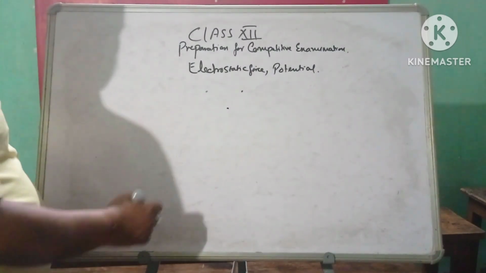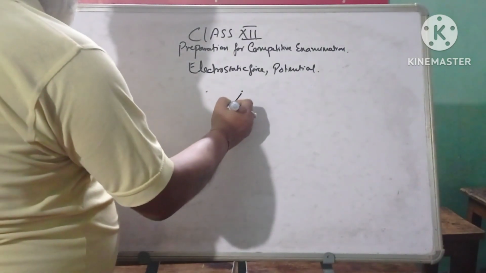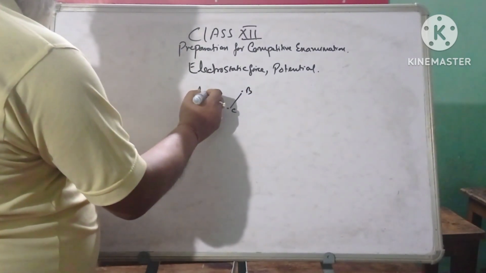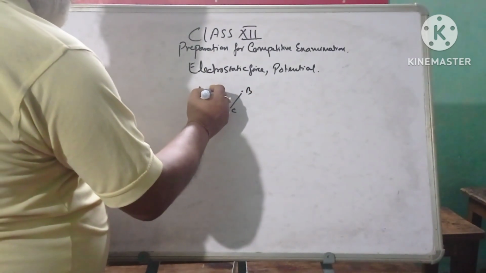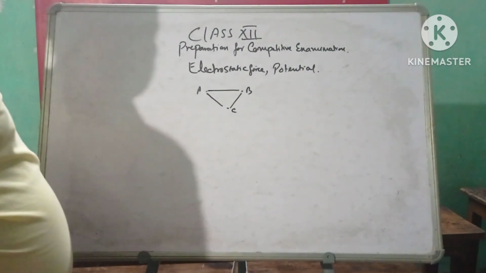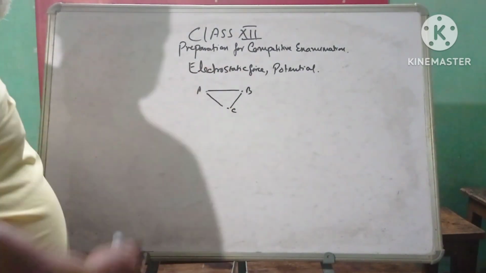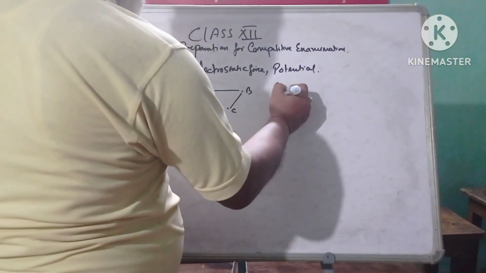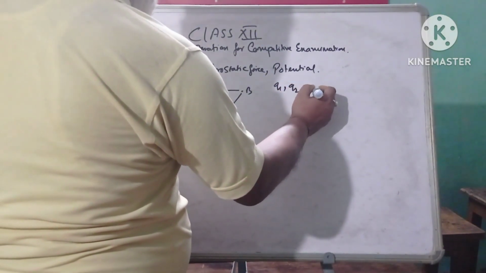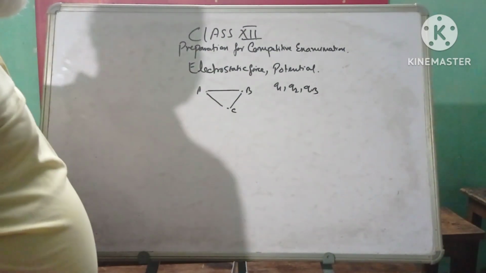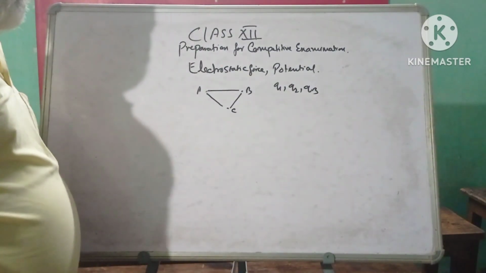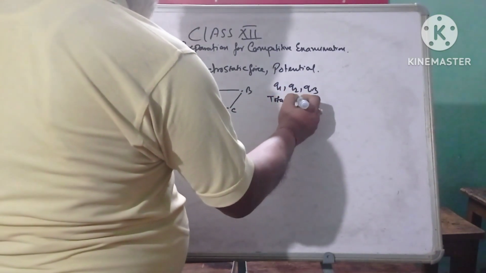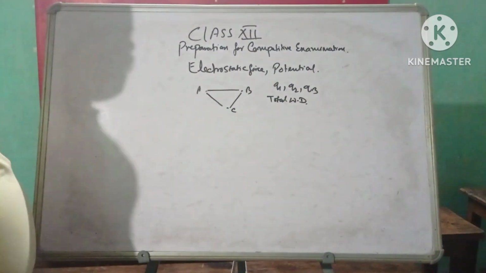is given in your book. Suppose this distance is A, B and C, and here, you have to arrange three charges in this manner. If you have to arrange three charges, let the charges be Q1, Q2 and Q3. If you have to arrange these three charges in this manner, what will be your total work done? This is in your book.